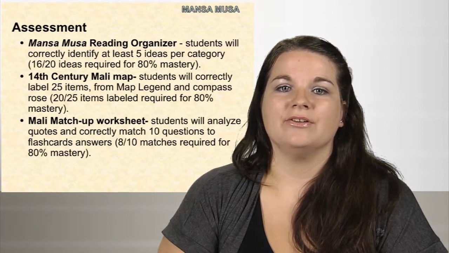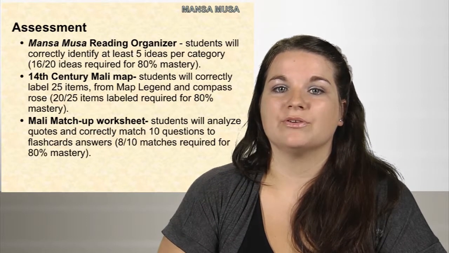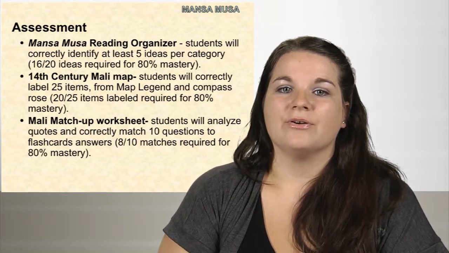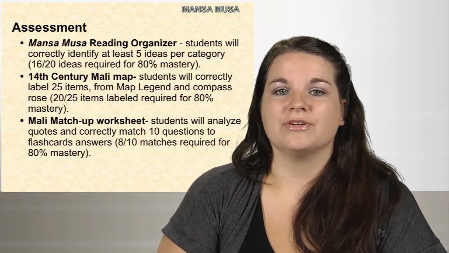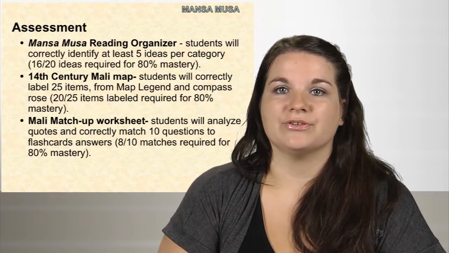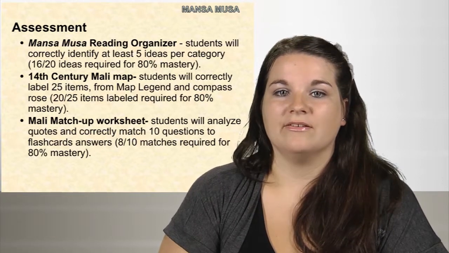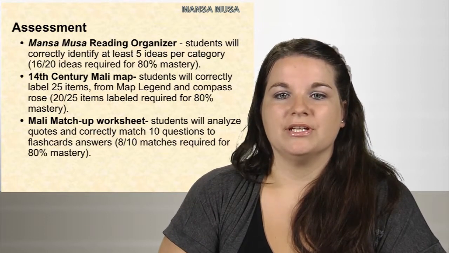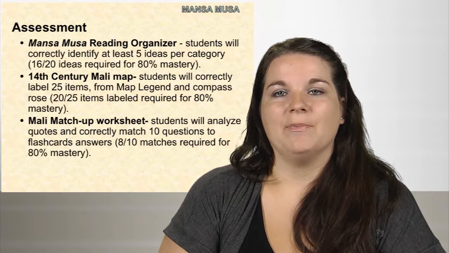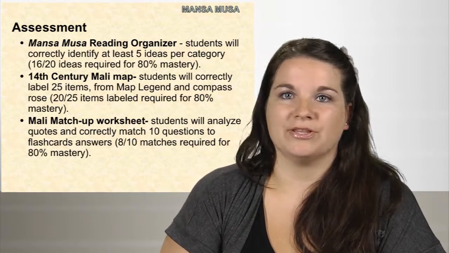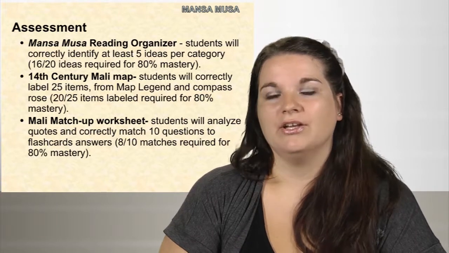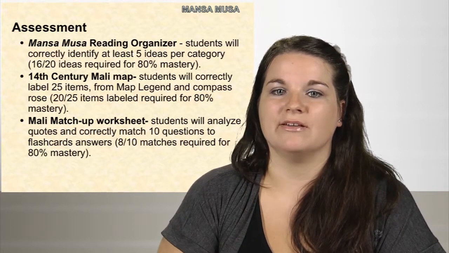So for assessment, you're going to be assessing the Mansa Musa Reader Organizer, which students are completing as you're reading the story. You're also looking at the 14th century Mali map. You want to make sure that students are correctly identifying and labeling the features listed in the map legend. And then the Mali matchup worksheet. Of course, you want to make sure that students have correctly identified the answer with the correct quote. And again, 80% is considered mastery. You may have different levels of mastery.